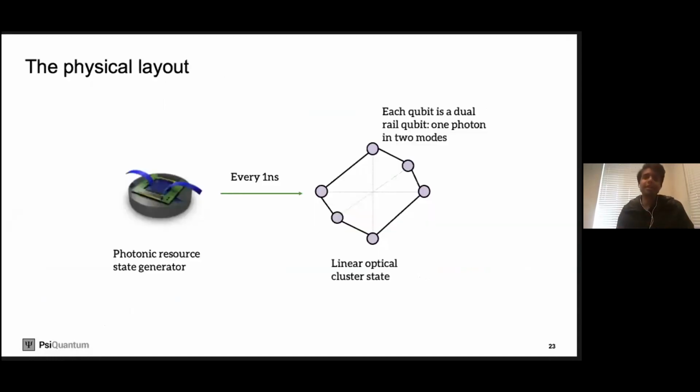In the photonic setting, the physical component used to make a resource state is a photonic resource state generator. This is a device which on every clock cycle, which in photonics can be really fast, let's say around 1 nanosecond, produces a resource state. So let's stick to the same 6-ring example. Every nanosecond, this resource state generator produces a 6-ring of this kind. So this tells me how I get my resource states.